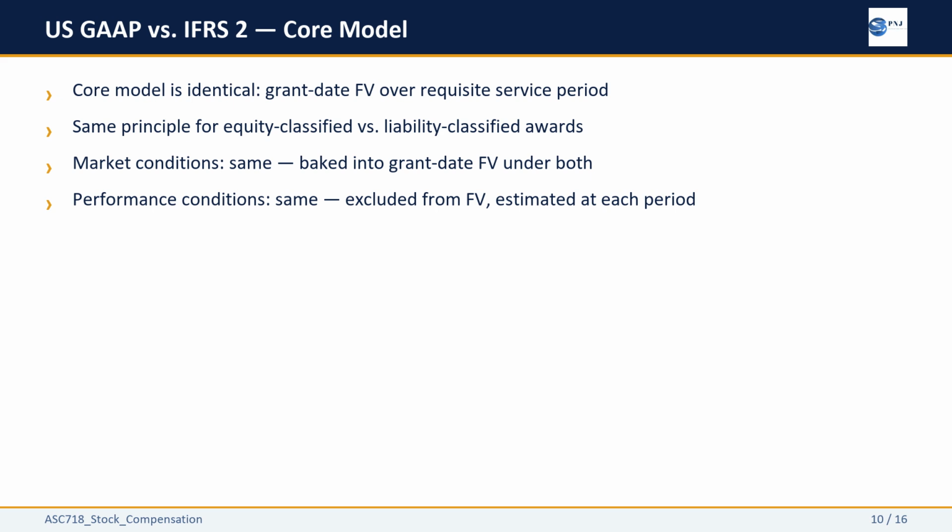Both exclude performance conditions from the fair value calculation and instead estimate the number of awards expected to vest, updating that estimate each period. And both use the incremental fair value model for modifications. The convergence between the two standards is substantial at the foundational level.